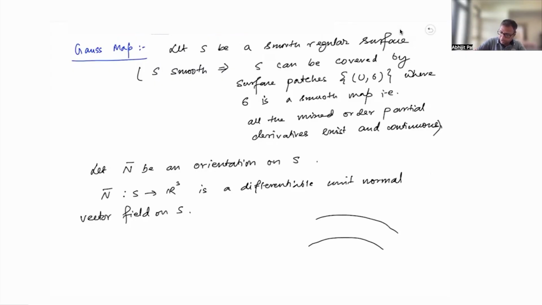So we have the same picture. This is my surface S. Let us take a point P. And if I take the tangent plane T_P S, we have this vector n bar P. And this n bar, we want it to be also differentiable.